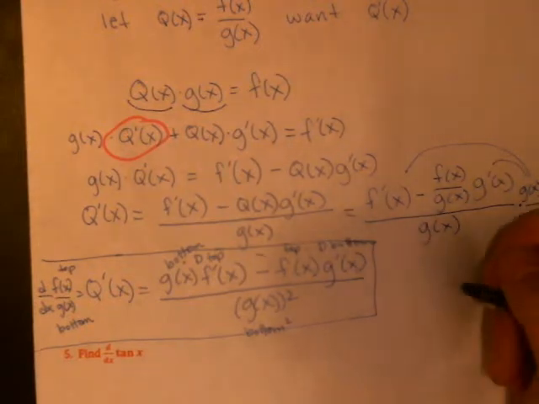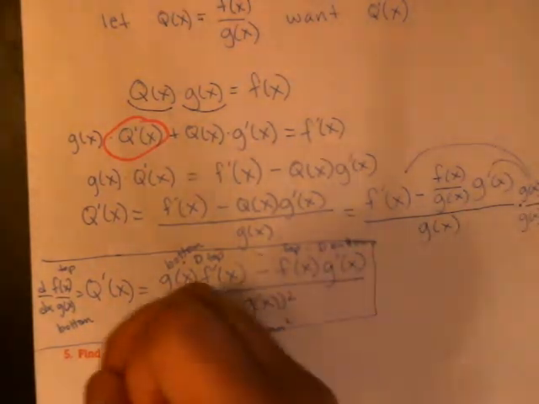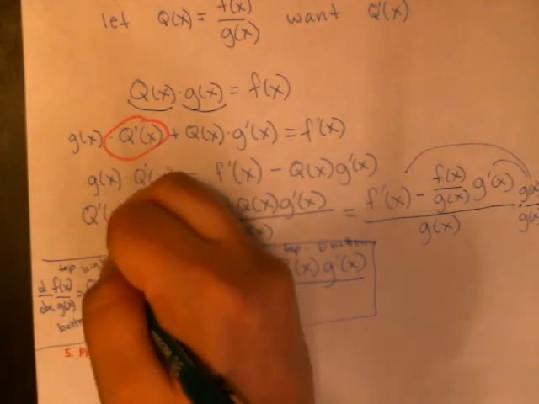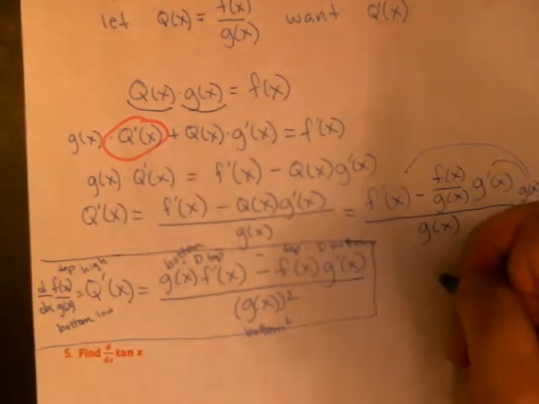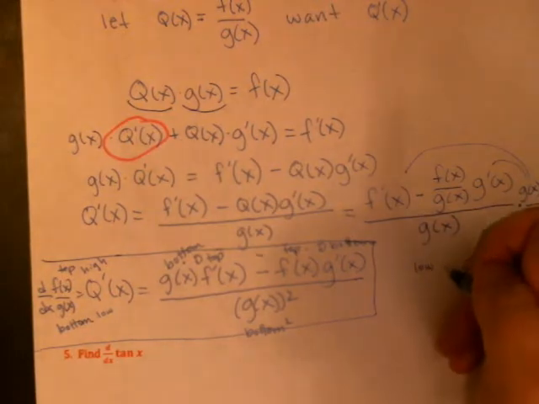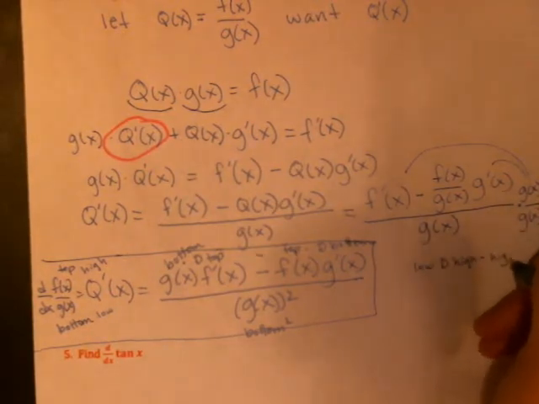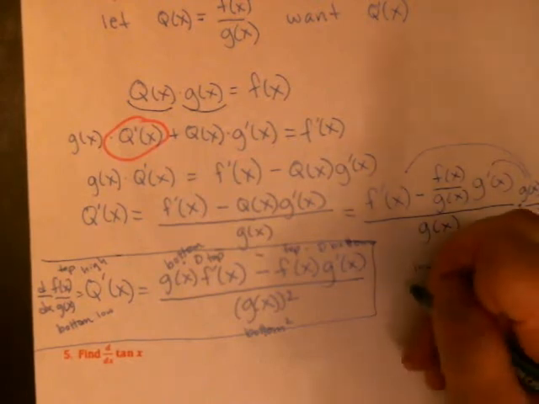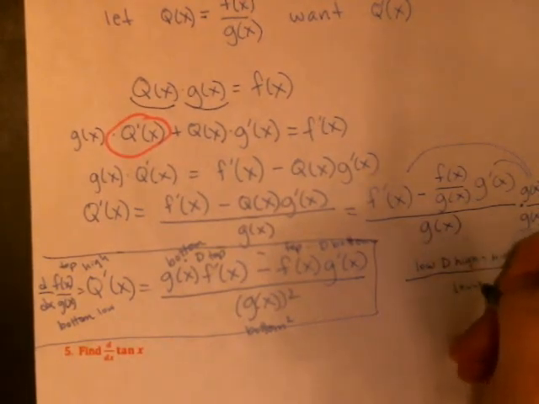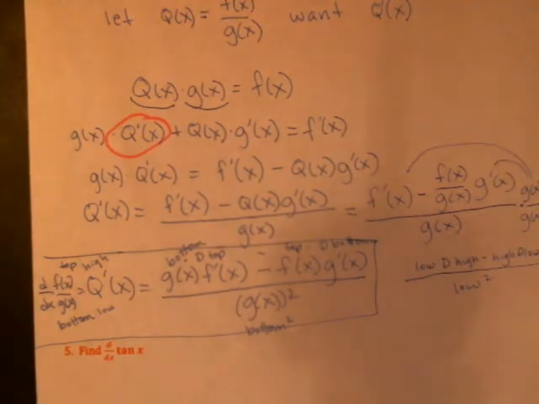One I hear a lot as well is people call them high and low. And they say low d high minus high d low over low squared, and that's kind of nice and rhymey, and people even make it a song, which you can look up on YouTube, I'm sure. But either one of those are good ways to try and say it to yourself to help it stick so that you can identify what goes where.